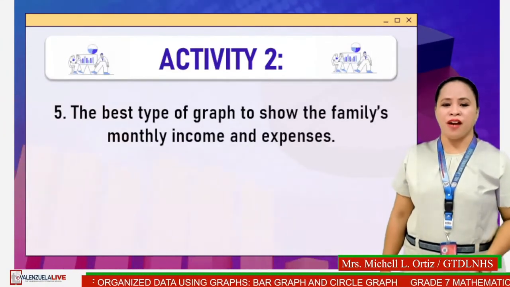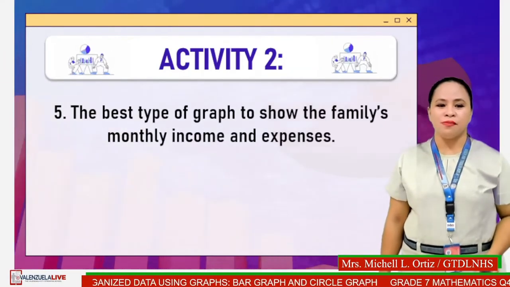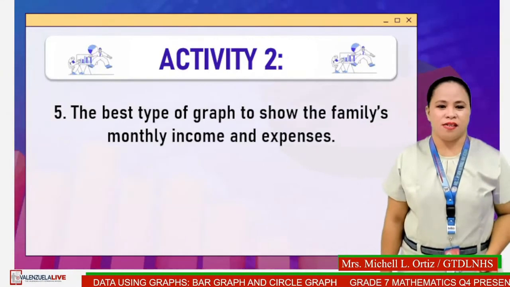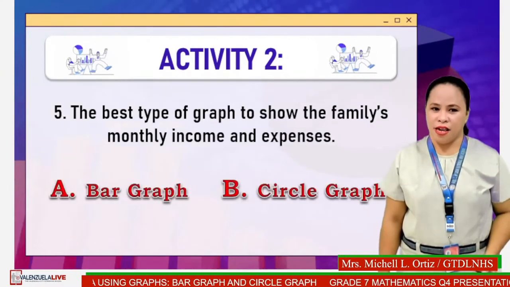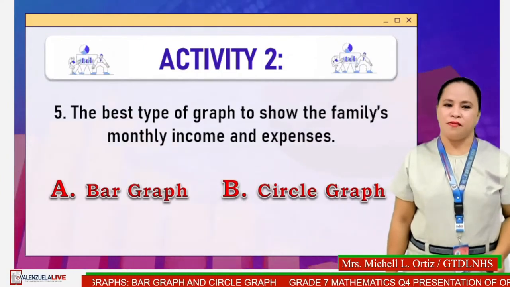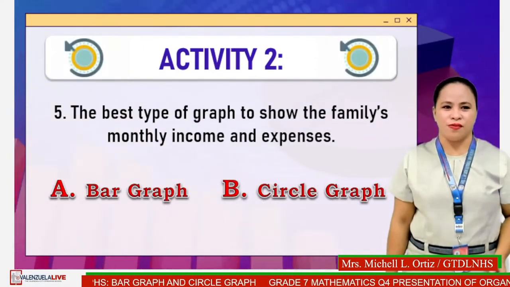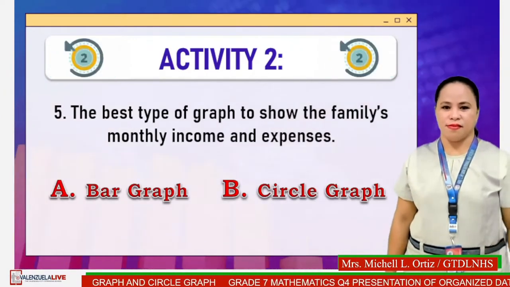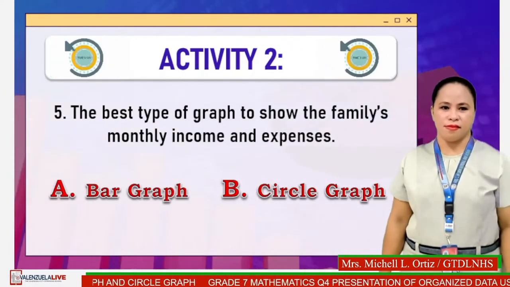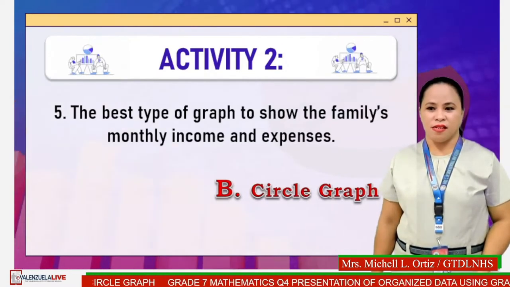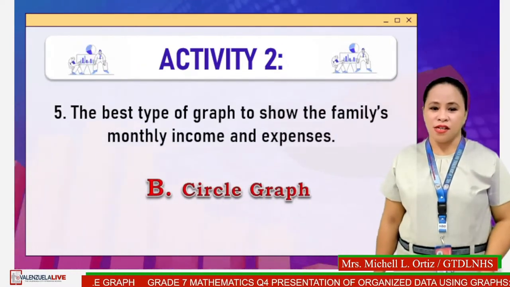Number 5. The best type of graph to show the family's monthly income and expenses. Letter A, bar graph. B, circle graph. 5 seconds, go. Correct answer is circle graph.